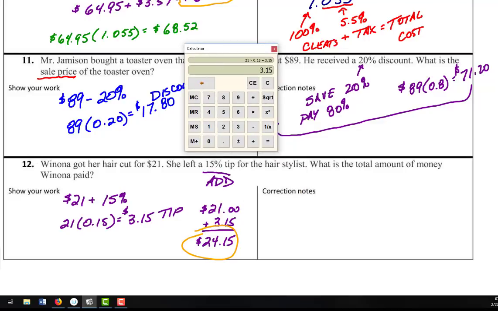Now, just like the previous problem, we could have taken that 21 and we could have multiplied it by 1.15. So 21 times 1.15, and we would also get $24.15. And the reason that works is when they multiplied it by the 1.15, that 1 is the haircut. That's the 100%. And the 0.15 is the tip. And when we add those together, we get the total. All right, there you go.